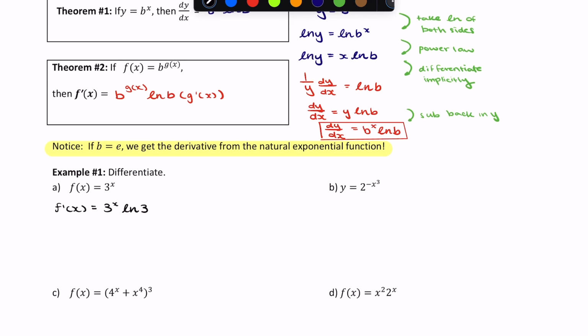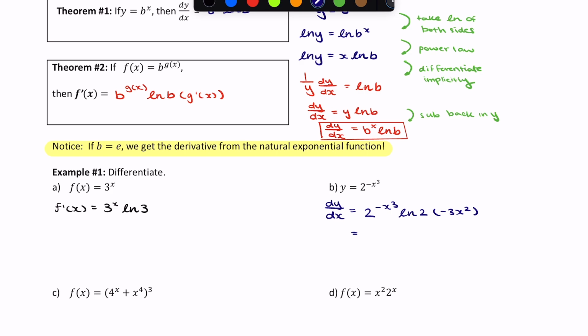Okay, and then the next one here, we have y is equal to 2 to the power of negative x to the power of 3. And so we have dy over dx is equal to 2 to the power of negative x to the power of 3, and we have ln 2, and then also the derivative of negative x to the power of 3, which would be negative 3x squared.